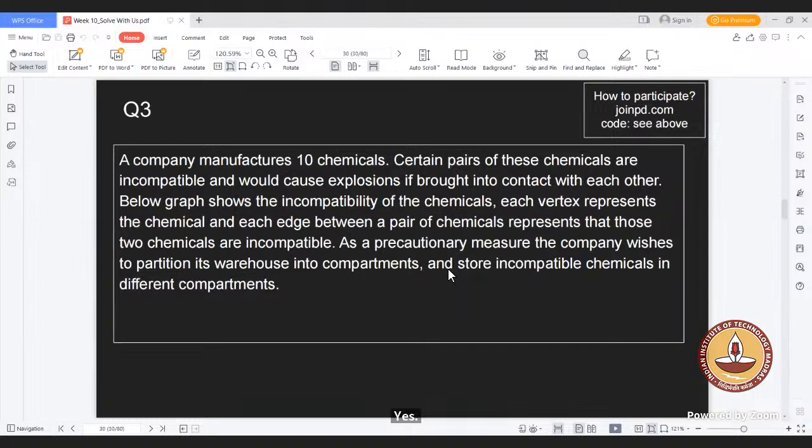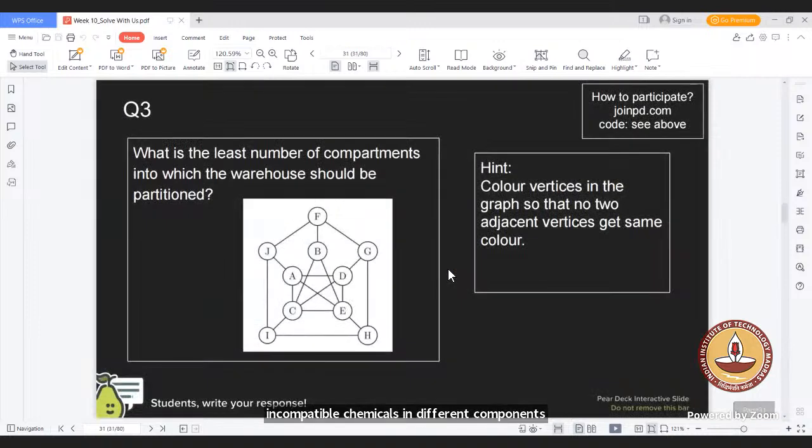A company manufactures 10 chemicals. Certain pairs of these chemicals are incompatible and would cause explosion if brought in contact with each other. So the below graph shows the incompatibility of the chemicals. Each vertex represents a chemical, and each edge between a pair of chemicals represents that those two chemicals are incompatible. As a precautionary measure, the company wishes to partition its warehouse into compartments and store incompatible chemicals in different compartments. So that is the question.